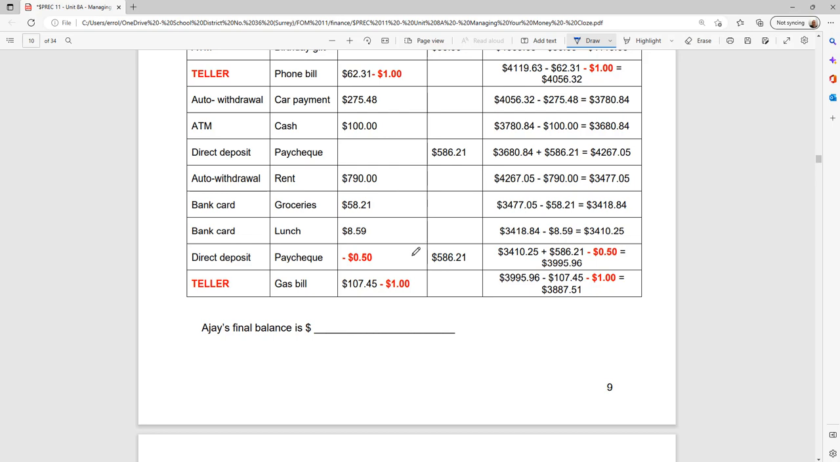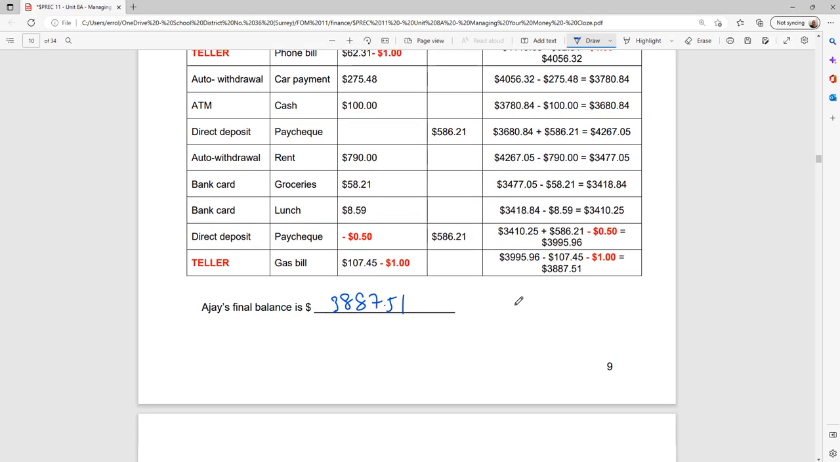then a paycheck of $50. He received a paycheck, but there's a service fee for that because now he's gone over his allowed 10 transactions, and then a dollar fee because he went and saw a teller to pay the gas bill. Now, the grand total at the end, AJ's final balance, is $3,887.51. So you need to be mindful of all the transactions, and as soon as he's gone over the 10 transactions, then it's 50 cents for each transaction. Plus, well, a dollar because he went and saw a teller.